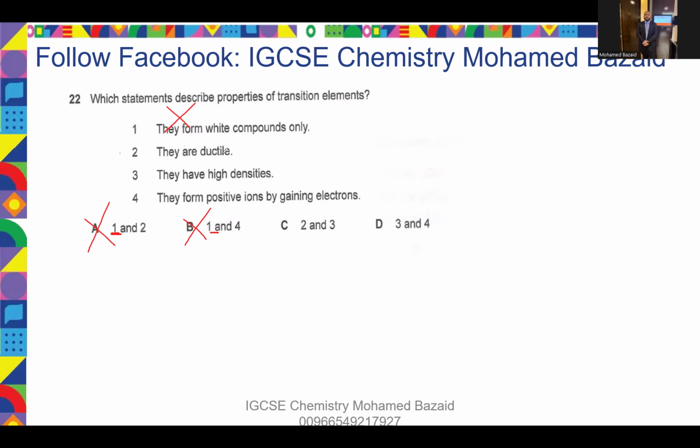After that, they are ductile. Yes, any metal is ductile. They have a high density. Yes, of course. This is correct. Number 4 doesn't make sense. They form positive ions by gaining electrons? No, by gaining electrons a negative ion will form, not a positive ion. So number 4 is not correct as well. So the answer is 2 and 3, which is letter C.